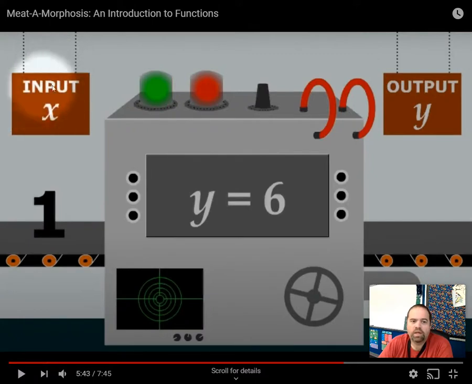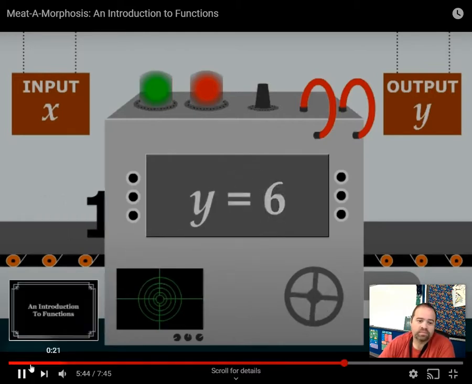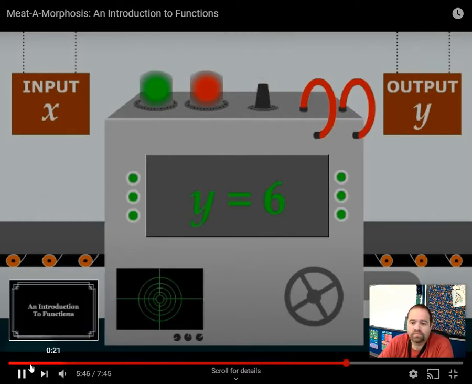Okay, now see what's happening here. Our input is x. x goes in the machine. Where's the x in the calculation? There is no x in the calculation. So our output, the y value, is automatically every single time going to default to 6. Sometimes functions don't change the numbers. No matter what you put in, 6 comes out.